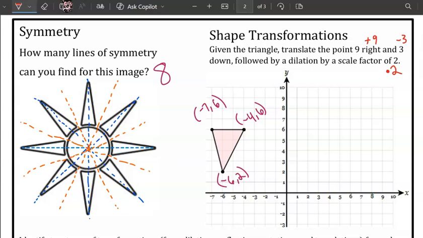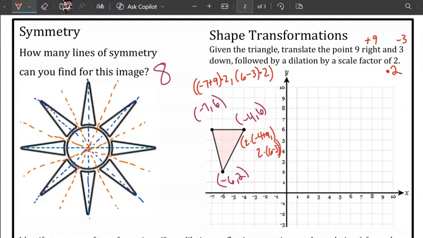To get the new numbers, let's go ahead and find those. Negative 7 plus 9 times 2, comma, 6 minus 3 times 2. So this point, now let's do the next point. 2 times negative 4 plus 9, and then 2 times 6 minus 3.